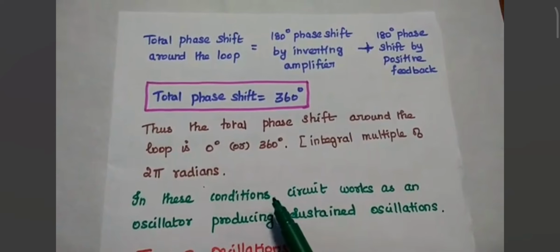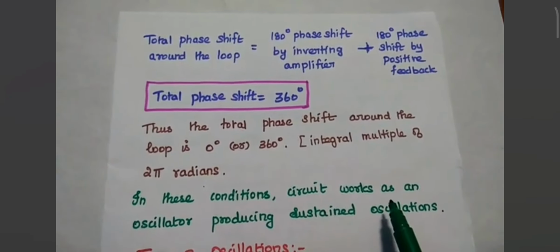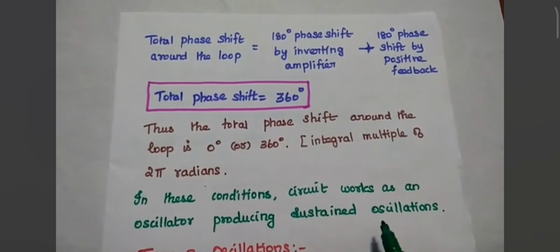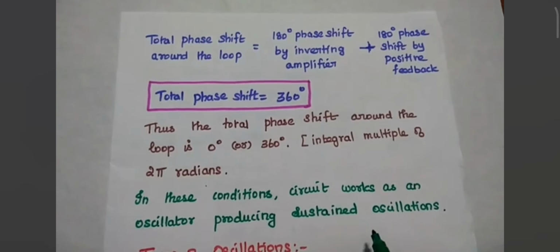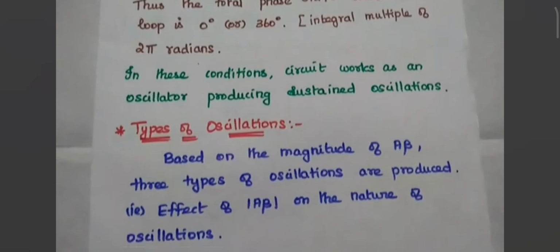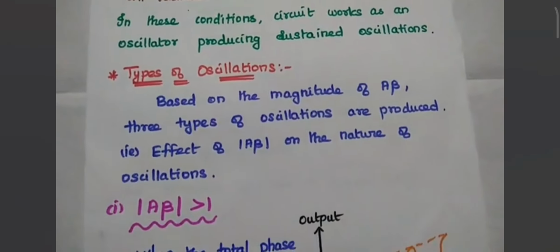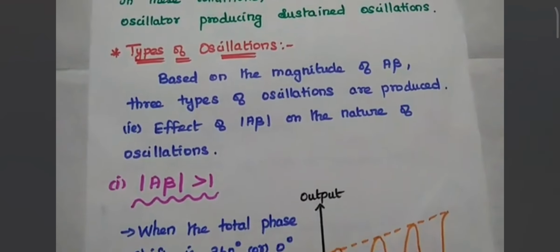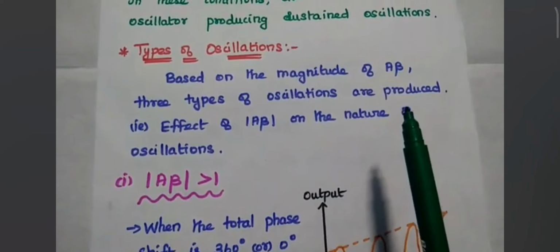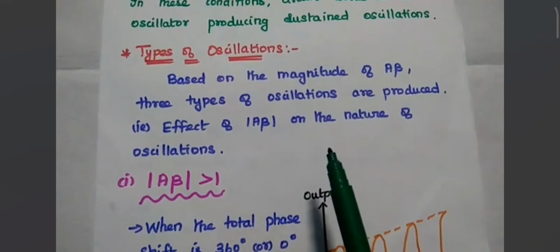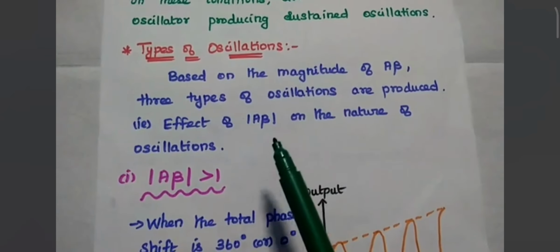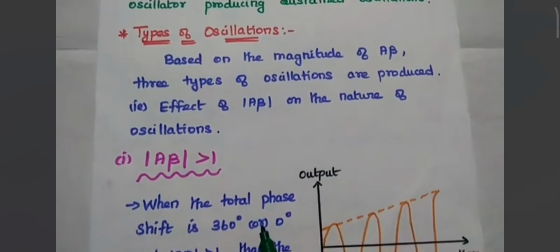In these two conditions, the circuit works as an oscillator producing the sustained oscillation. Sustained oscillations means with constant frequency and constant amplitude. So next we are going to discuss the types of oscillations due to the A beta value. So we can say based on the magnitude of A beta, there are 3 types of oscillations. That is also known as the effect of A beta on the nature of oscillation.